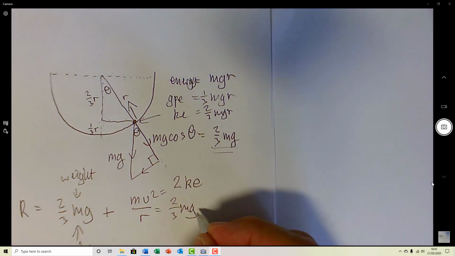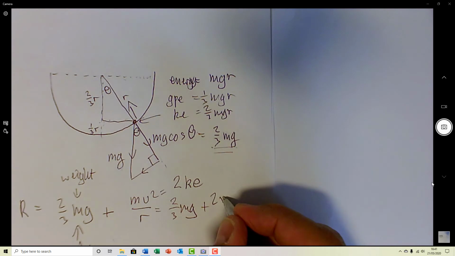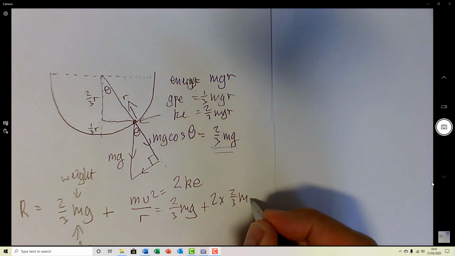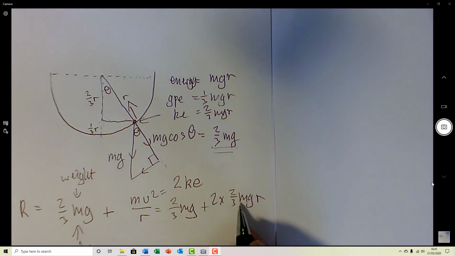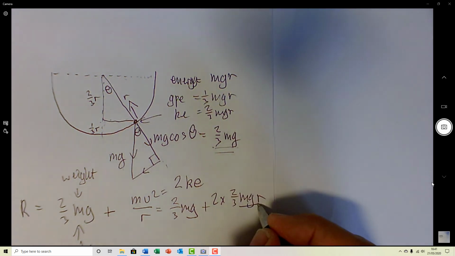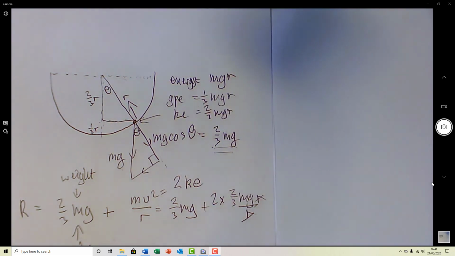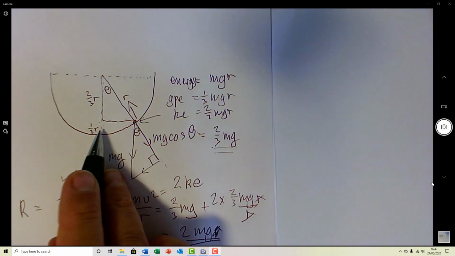So, we can rewrite this formula as 2/3 mg plus 2 times 2/3 mgr over r, and the r's simply cancel out, gives us a total of 2/3 plus 4/3, 6/3, 2 mg. That is the total normal reaction at this height.